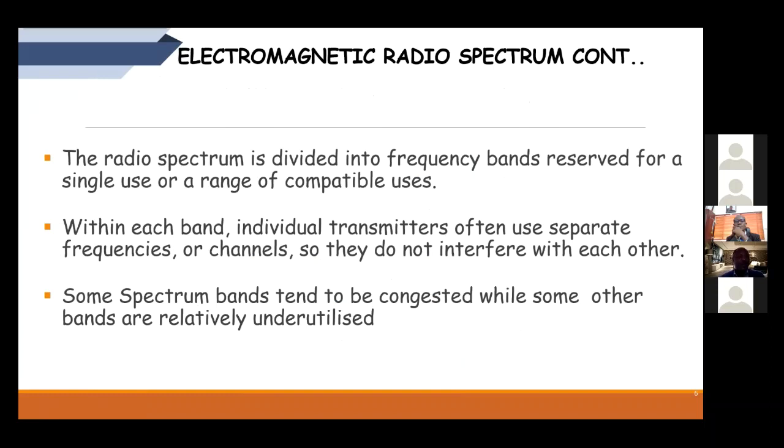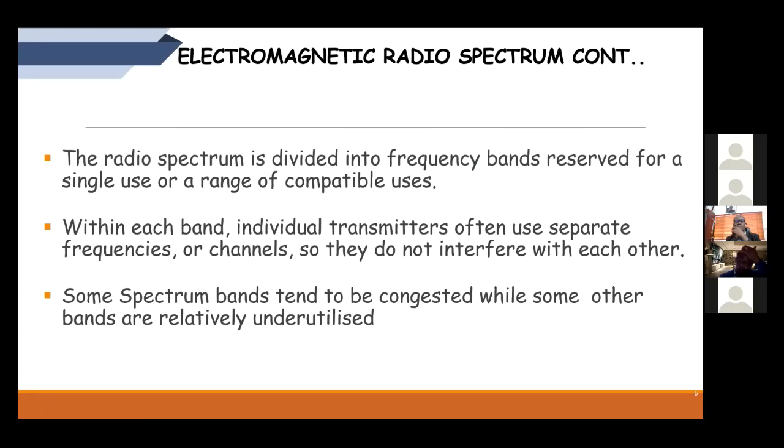the radio spectrum, like I just mentioned, is divided into frequency bands reserved either for a single use or a range of compatible uses. You know, there are spectrum you can use for services like we look at the IMT, then you look at satellite, you look at primary, you can look at the secondary sharing, and you look at those of them that can actually share.